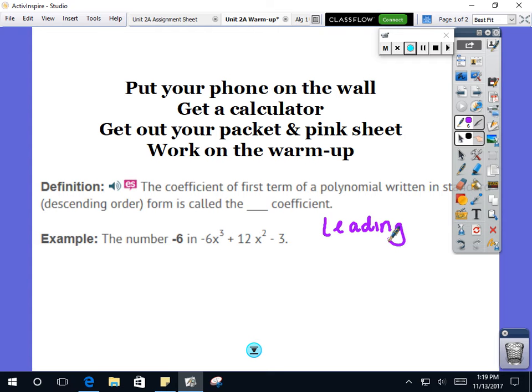Remember that was on the last test? Once a polynomial has been rewritten in standard form, which is where your exponents are biggest to smallest, the very first coefficient on it is the leading coefficient.